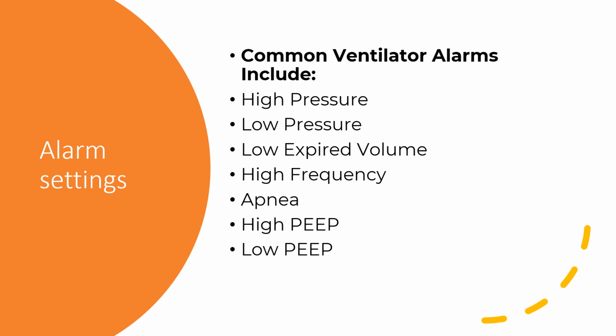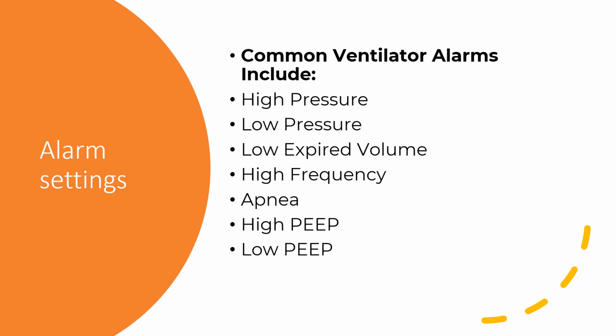Low expired volume. Basically what I'm talking about is low expired tidal volume. Sometimes if you have patients on pressure support ventilation and they're taking very shallow breaths, their tidal volume could be inadequate for alveolar ventilation. So you really want to set your low expired tidal volume alarm to a point where you're picking up enough ventilation to promote alveolar ventilation.